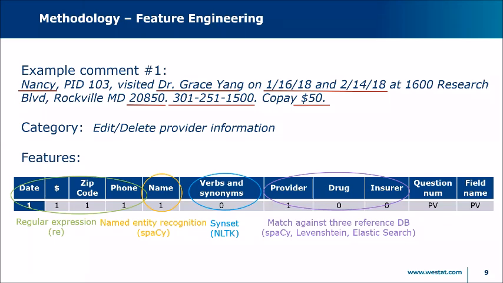Okay, so for the specific techniques we use to detect the features: for the first 4 we use regular expressions, for the names we use named entity recognition, for the verbs we use synsets from the WordNet database built into NLTK, and for the provider, drug, and insurance we match against 3 reference databases. The regular expressions and named entity recognition are kind of self-explanatory, so I'll explain the ideas behind the verbs and the provider, drug, and insurance in the following slides.